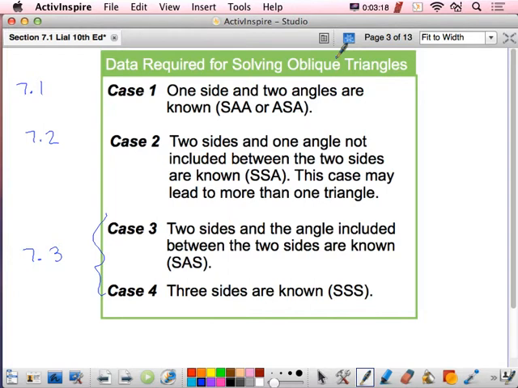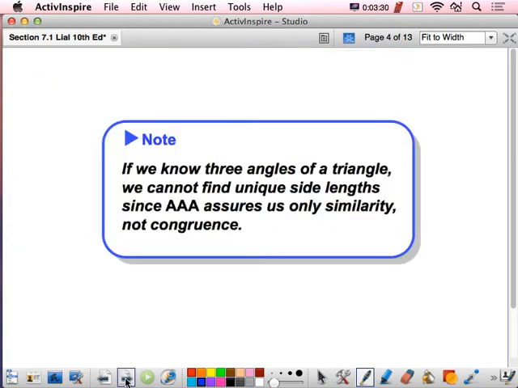Okay, so one more time. Case 1 is all we're doing today. You will be given one side and any two angles. From geometry, you may remember that as angle, angle, side, or angle, side, angle. All right? We'll also point out that if we know 3 angles of a triangle, we can't find unique side lengths, since angle, angle, angle only assures us similarity, not congruence. Angle, angle, angle was not one of those in geometry either, okay?